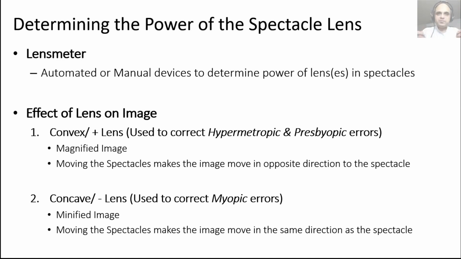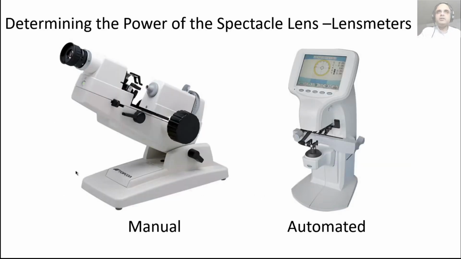I'll put some videos in as well so that it becomes easier for you to understand what I am talking about. So these are manual and automated types of lens meters. What follows are videos showing you how text moves as you look through the lenses, in order to figure out if you're looking at a plus lens or a minus lens.